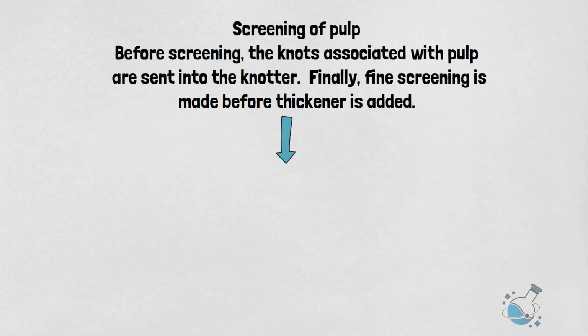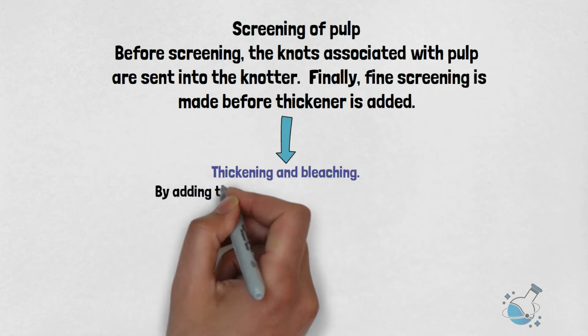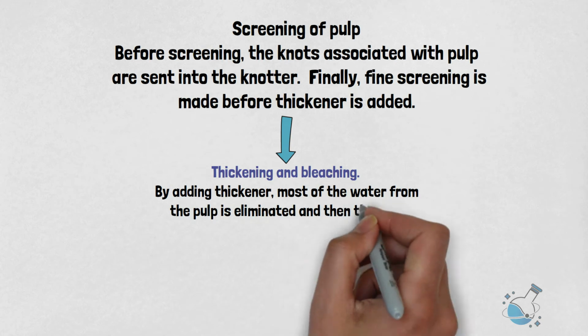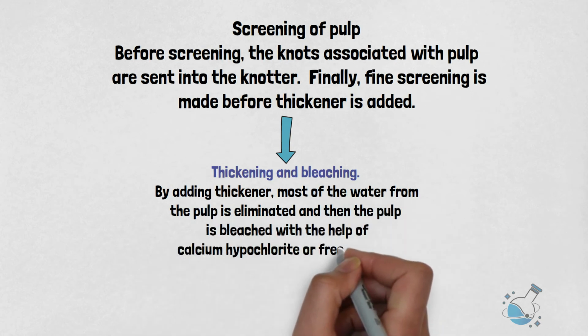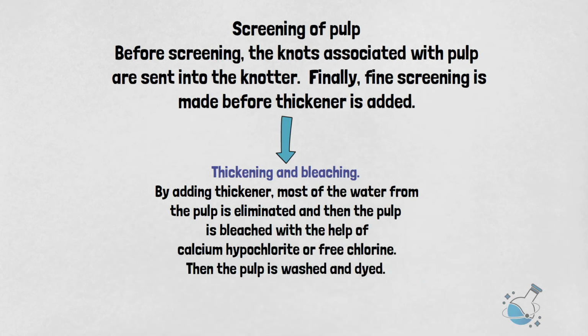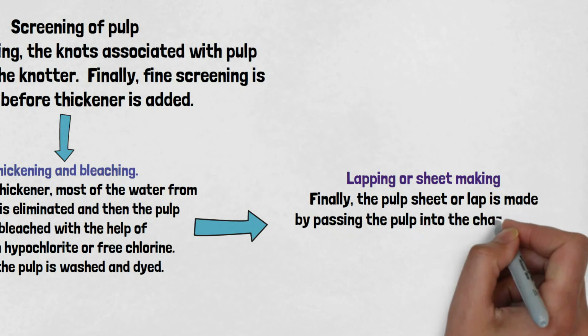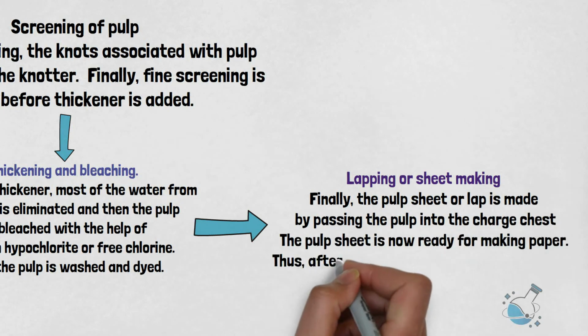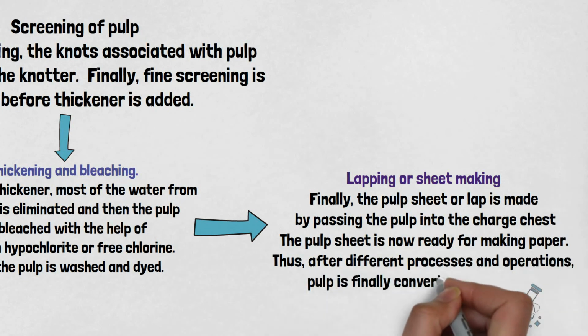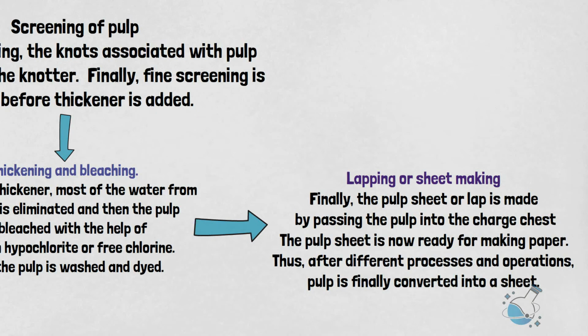By adding thickener, most of the water from the pulp is eliminated, and then the pulp is bleached with the help of calcium hypochlorite or free chlorine. Then the pulp is washed and dyed. Finally, the pulp sheet or lap is made by passing the pulp into the charge chest. The pulp sheet is now ready for making paper. Thus, after different processes and operations, the pulp is finally converted into a sheet.